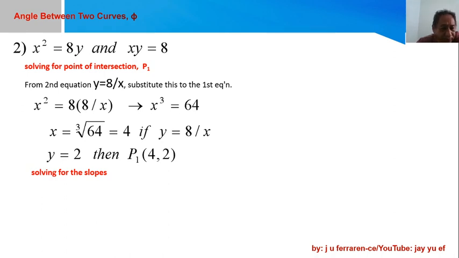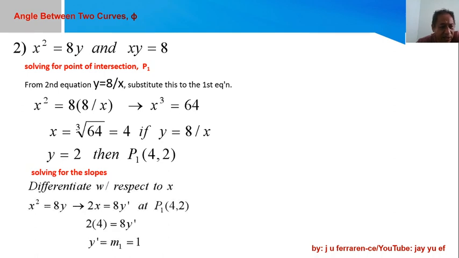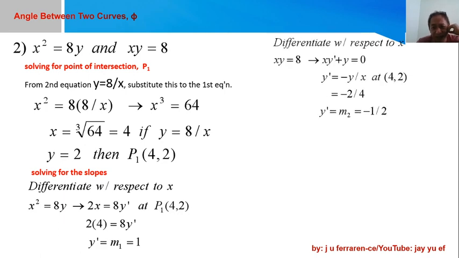Okay, now x squared equal to 8y. If differentiated with respect to x, by implicit differentiation, x squared becomes 2x. Derivative of 8y is equal to 8y prime. And a point of tangency is considered, which is the point of intersection. So I have 2 times x, which is 4, and that's equal to 8y prime, so y prime is equal to 1, which is also the value of the slope of your first curve.